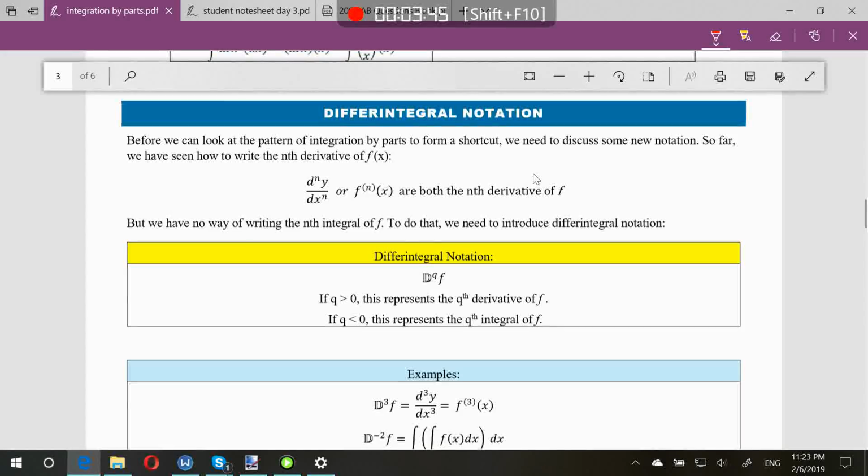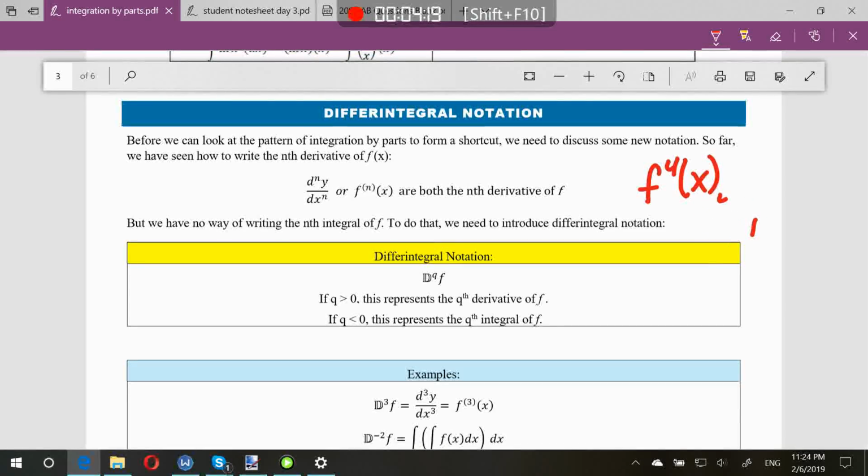So before I give this, I need to talk briefly about different integral notation. So far, we've been able to talk about derivatives using both of these notations, where this would be n is how many times that I have derived a function. So I could write this is the fourth derivative of x, or I could write this as the fourth derivative of y in terms of x.